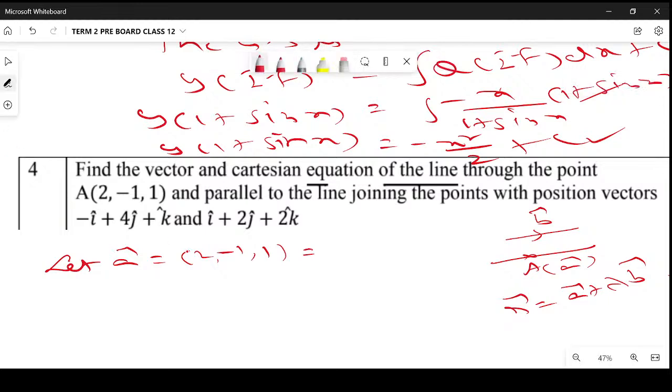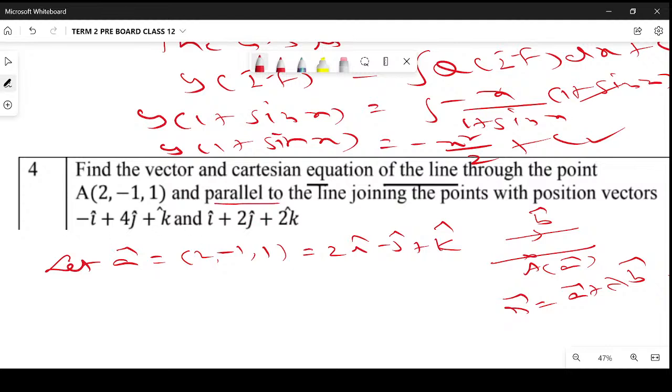I can write this point now as 2 i cap minus j cap plus k cap. I can convert it like this, right? Is it clear? Now, parallel to the line joining the points with position vectors, this B bar is given parallel to the line joining the points with these two position vectors.